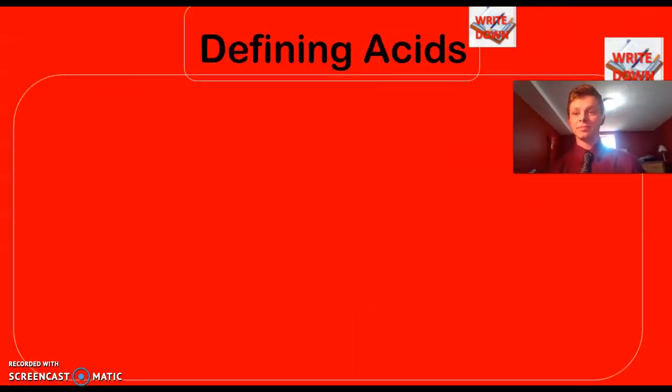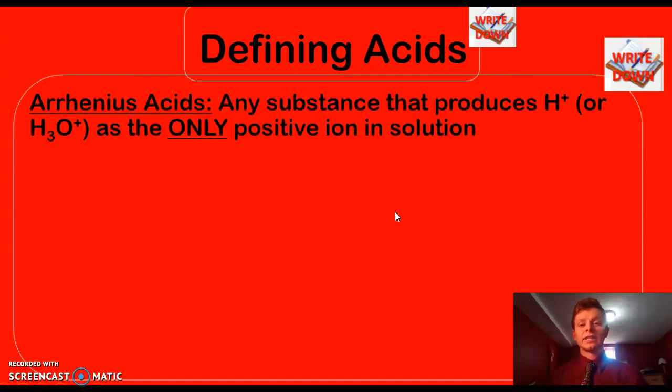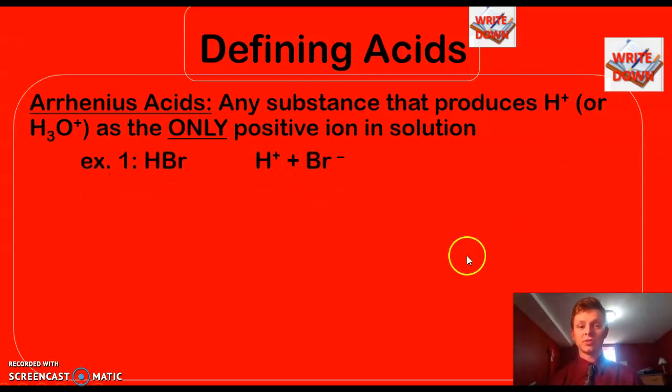So, defining acids. An Arrhenius acid is any substance that produces an H plus or H3O plus as the only positive ion in solution. That H plus and H3O plus are essentially the same thing, and I'll show you that right here. It's important to know that this is your definition of an acid anytime this H plus is produced.